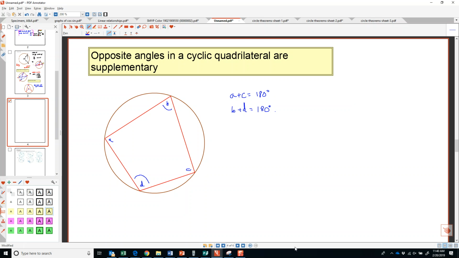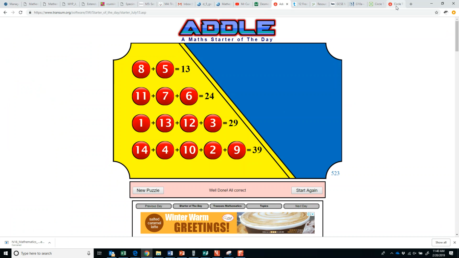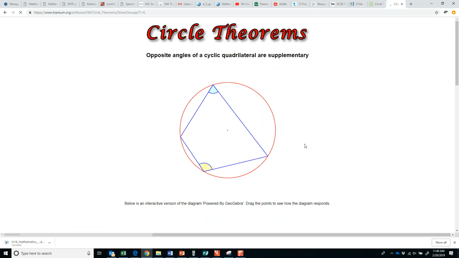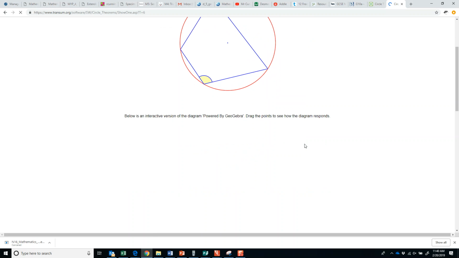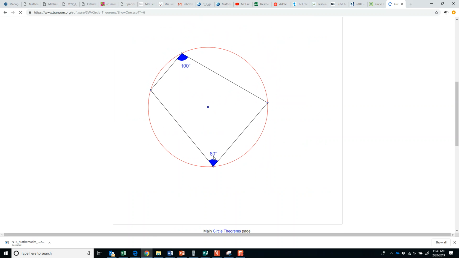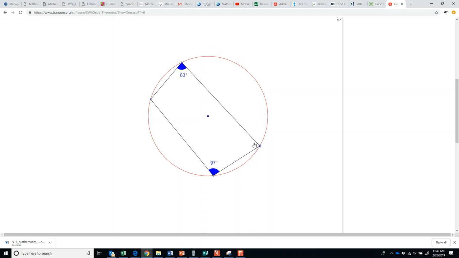If I go to our circle theorems, I'll put that back up in a second. Here is the example of it. Opposite angles in our quadrilateral within the circle are always going to add up to 180. Isn't that nice?